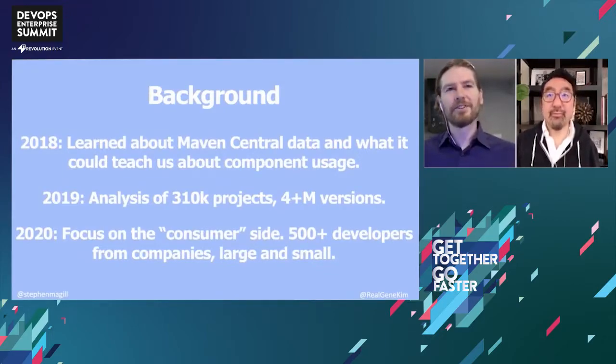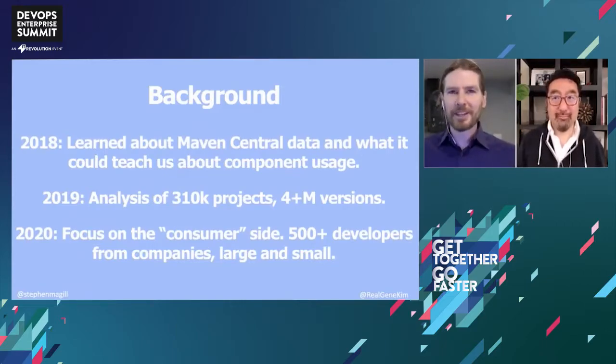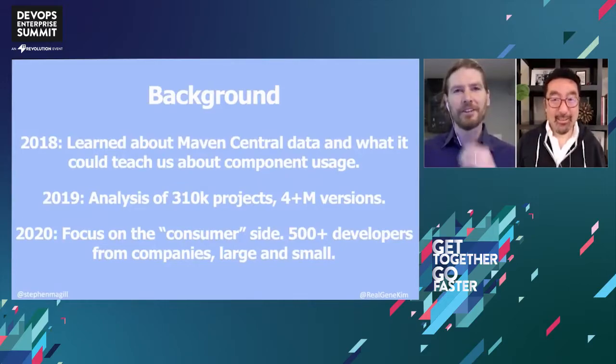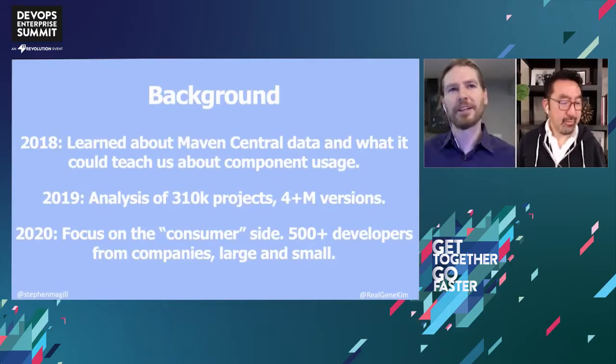So as Gene said, this all started 2 years ago when we learned about this data, learned about what you could learn from looking at Maven Central data, looking at the Maven ecosystem. And that really led us to do this deep dive on update and security practices. And that turned into chapter 3 of the 2019 State of the Software Supply Chain report. We started that work in 2018, published the report in 2019.